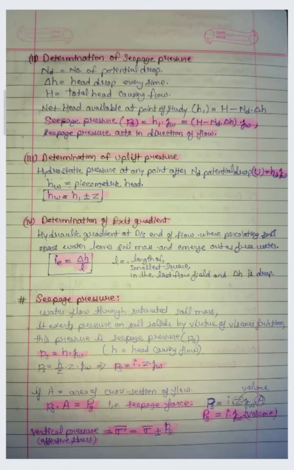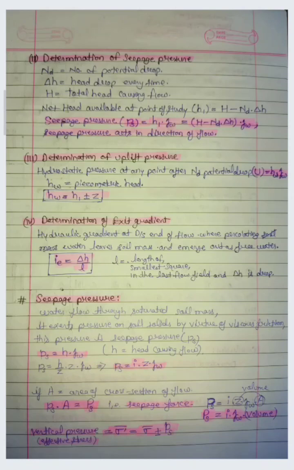Now determination of uplift pressure. The hydrostatic pressure at any point after nd potential drops is given as U equal to HW into gamma W. HW is the head at that point. HW is equal to H1 plus or minus Z. So HW is the piezometric head at the point.